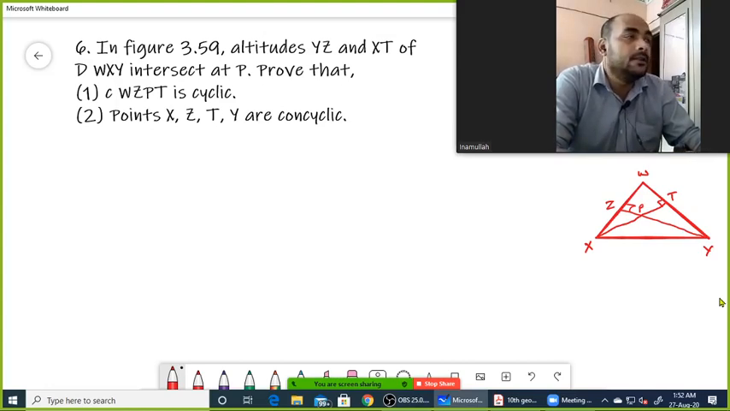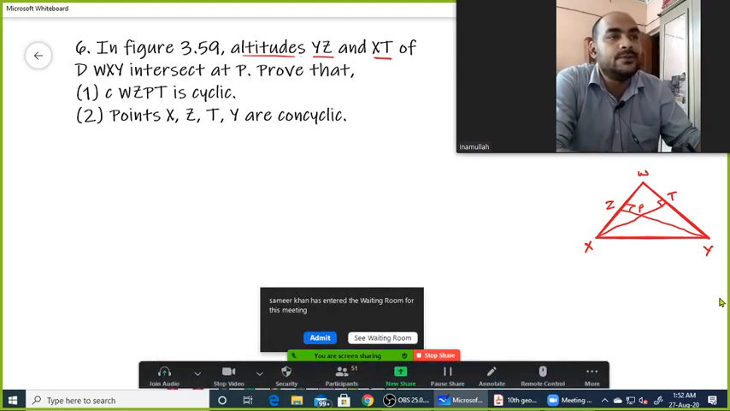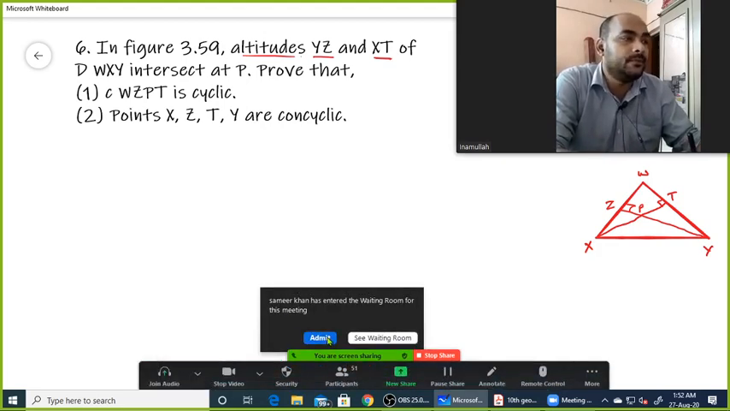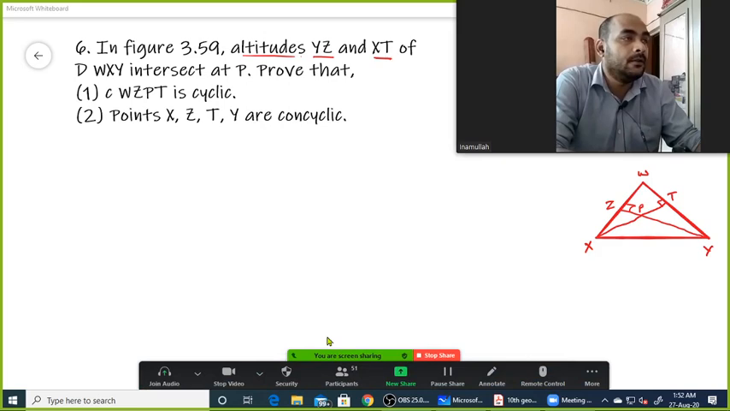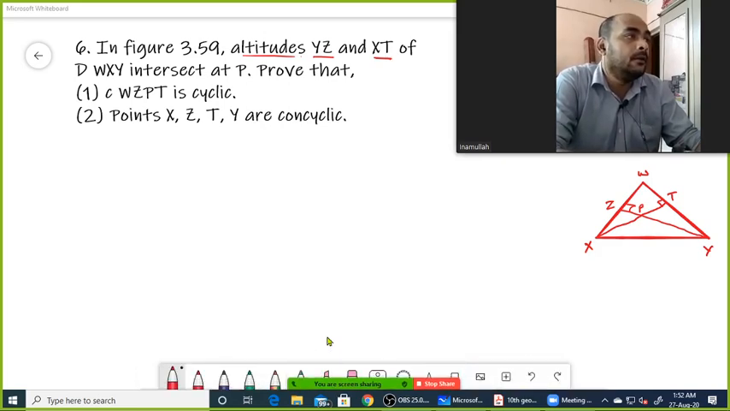In this question, YZ and XT are altitudes. Altitudes means they are perpendicular. This is triangle WXY, and as you can see, both the altitudes are intersecting at one point, that is P.